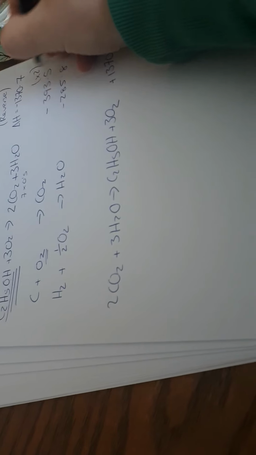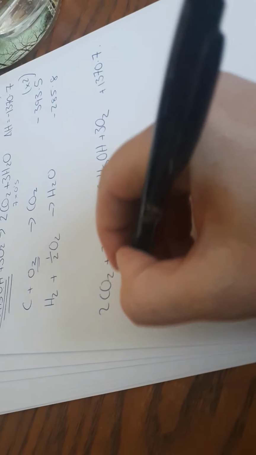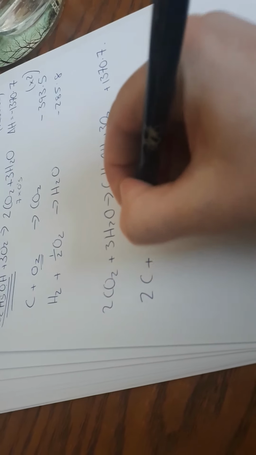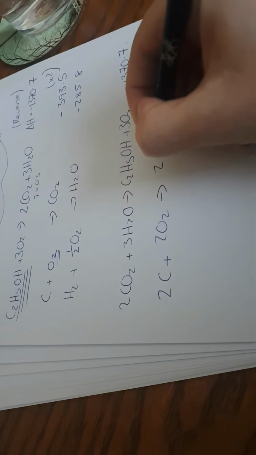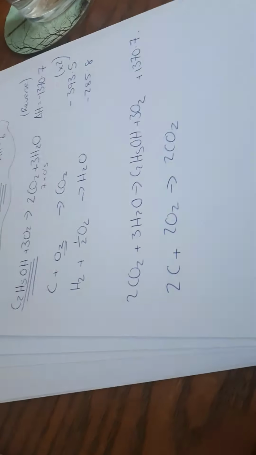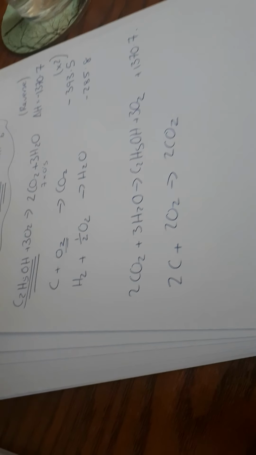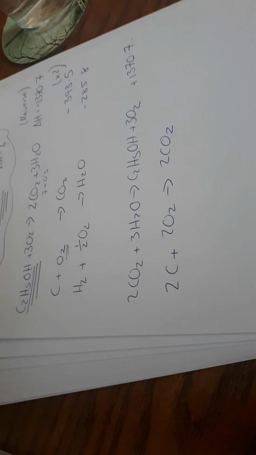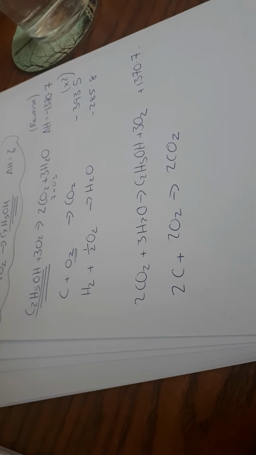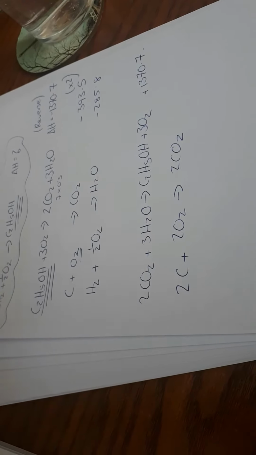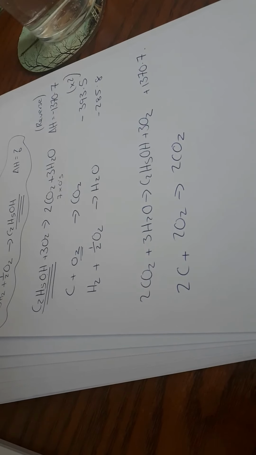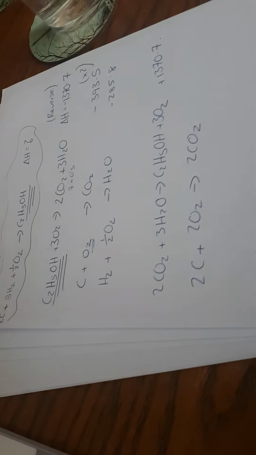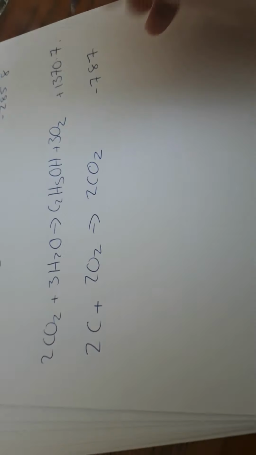Next, I am looking at the second equation, and I have a C here, but I have 2 C's up here, so I have to multiply this by 2. So 2C plus 2O2 goes to 2CO2. And I also have to multiply my value of minus 393.5 by 2, which gives me minus 787.